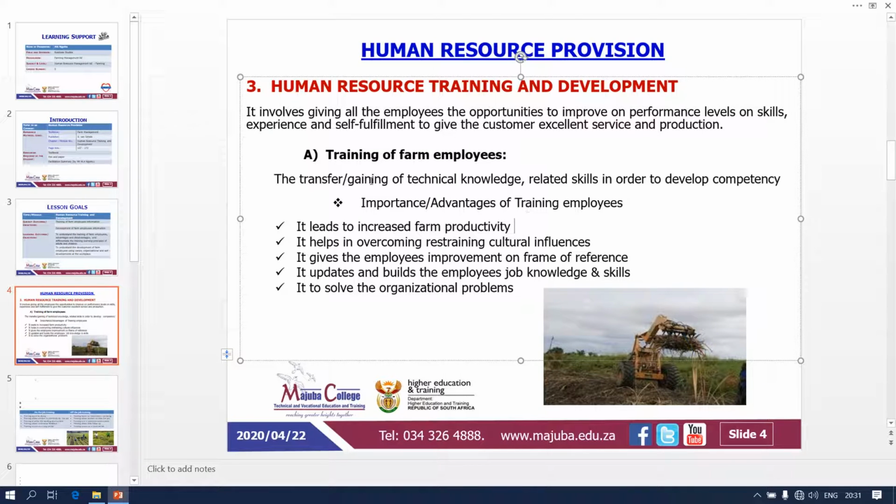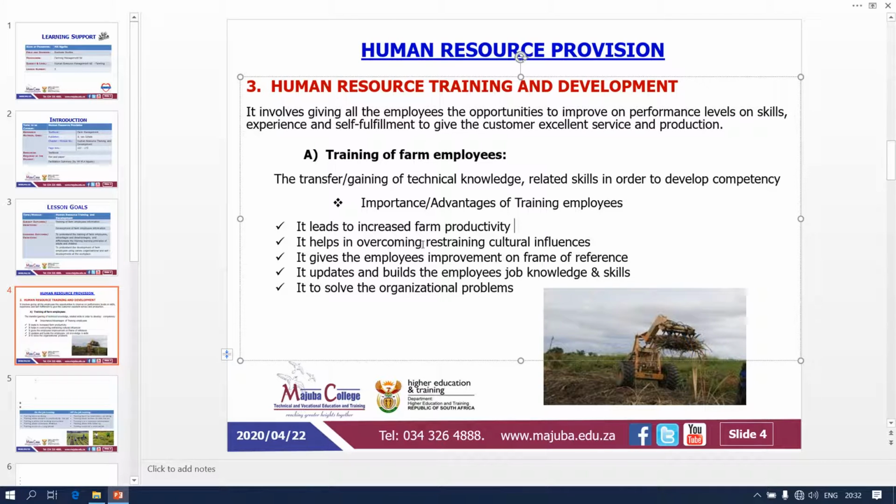All right, let's look at training. What is training? Transfer or gaining of technical knowledge and related skills in order to develop competencies. So when you train someone, you transfer what? You transfer knowledge and skills for competency, right? The importance or the advantages of training employees, why we have to train them: it leads to an increase of farm productivity. So once you train someone, you increase farm productivity.